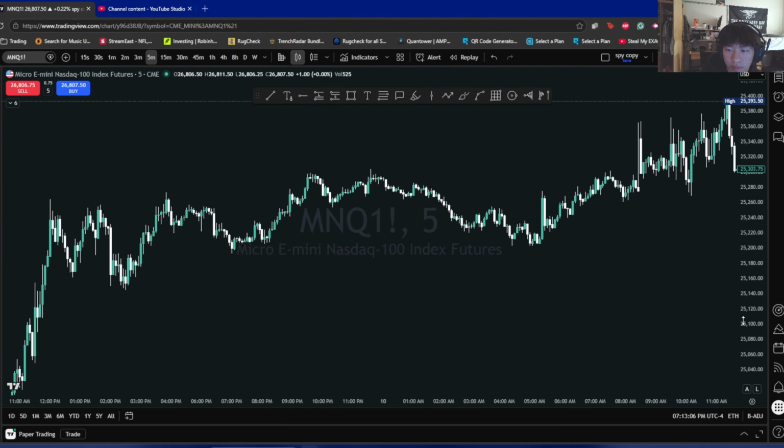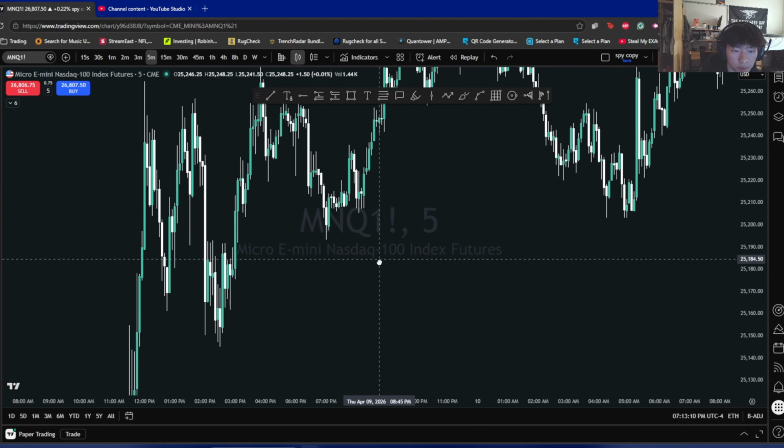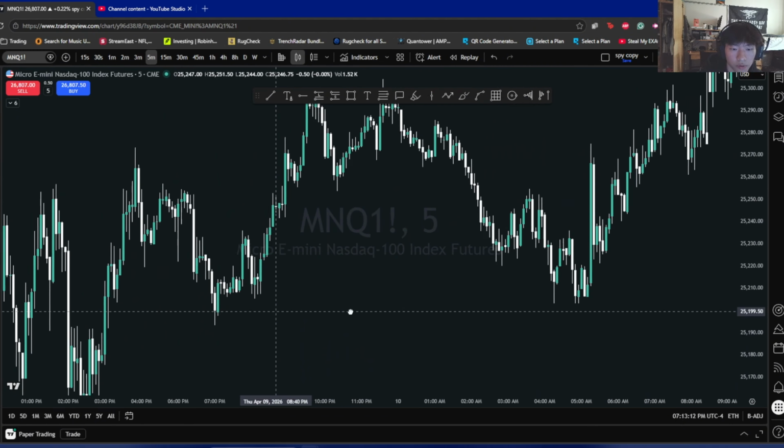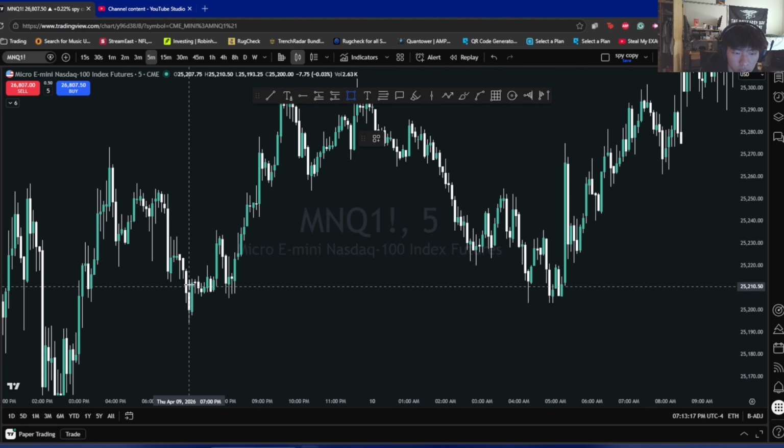All right. Since I can't seem to find any examples with order blocks and fair value gaps together, let's take a look at this one.